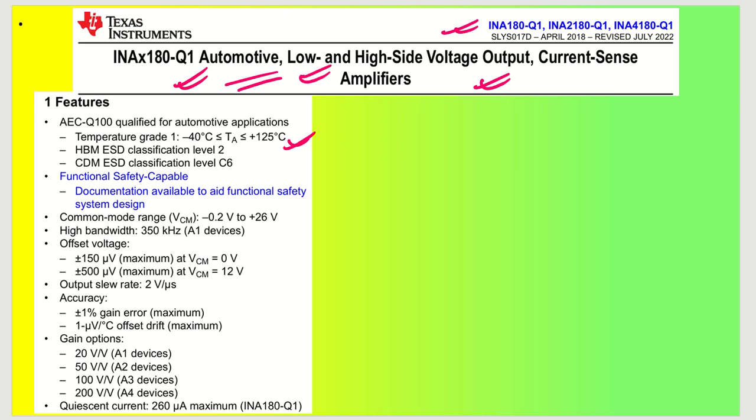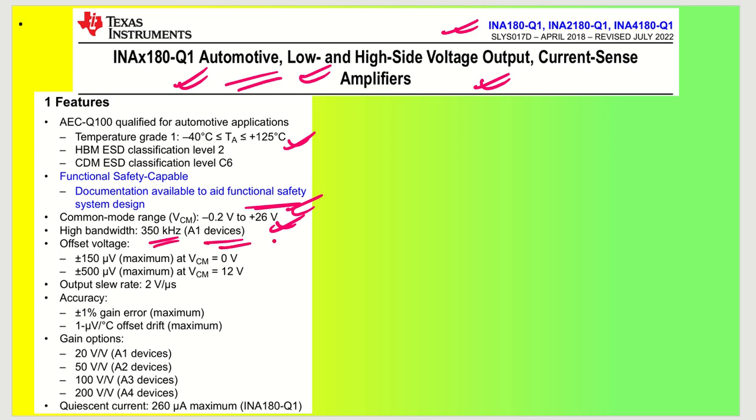Coming back to the features of this current sense amplifier, it has a temperature range from -40 degrees centigrade to 125 degrees centigrade, okay? It has HBM ESD, that is human body model ESD protection, up to level 2, and the CDM level is up to C6, okay? Then it has a functional safety system design as well, so that's the reason it can be utilized in automotive applications. It has a common mode voltage range up to 26 volts, and it has very good bandwidth as well, up to 350 kilohertz.